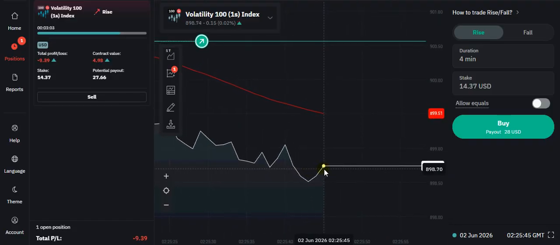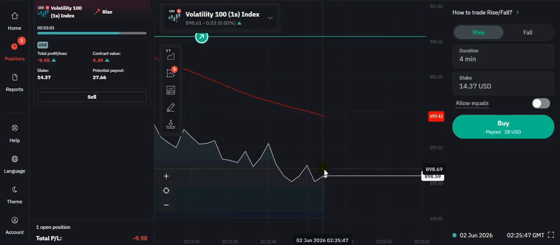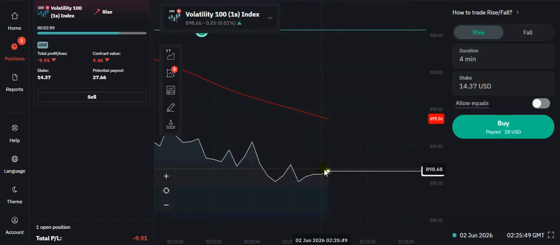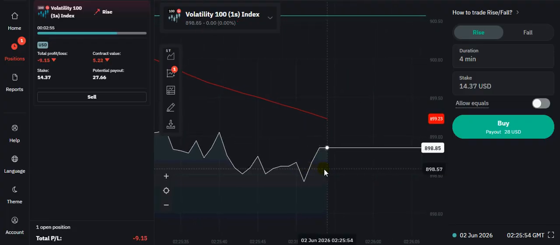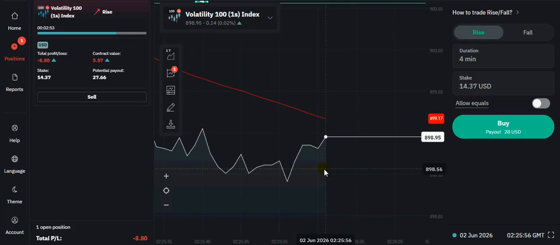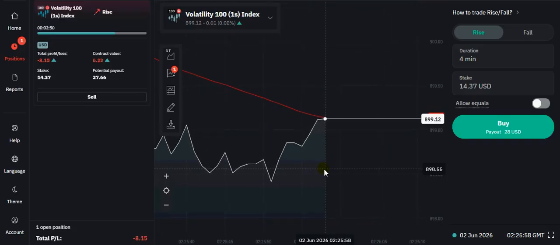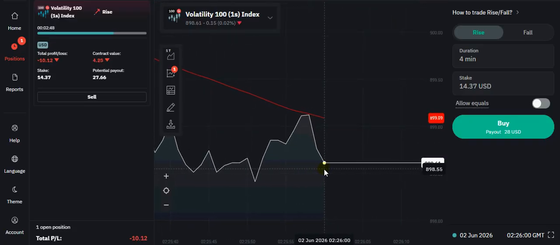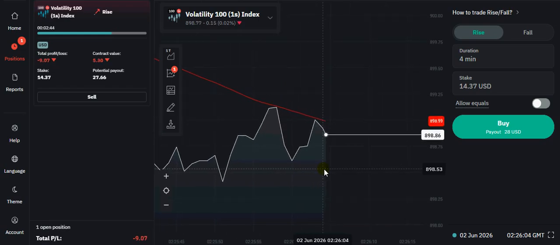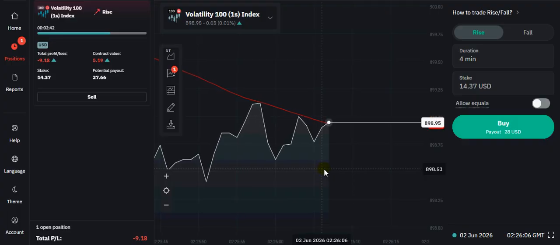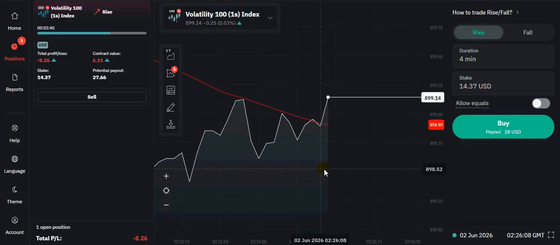So here we're going to be trading the Volatility 101 next. Just like last month, we dropped the rise and fall strategies across all the channels, and we're going to continue the same sequence. We're going to be dropping the rise and fall strategies again this time around. And this time we're going to be using the moving average indicator.